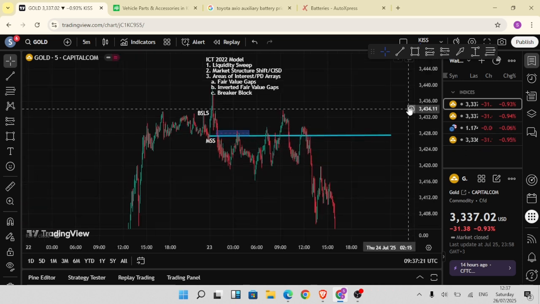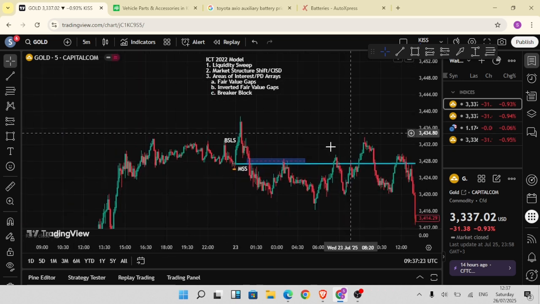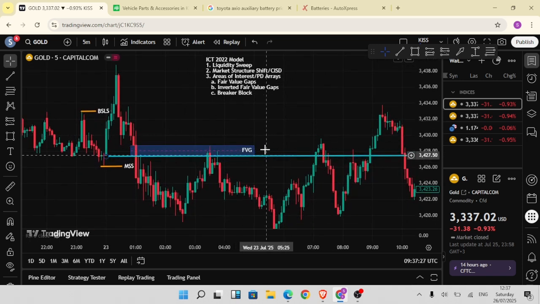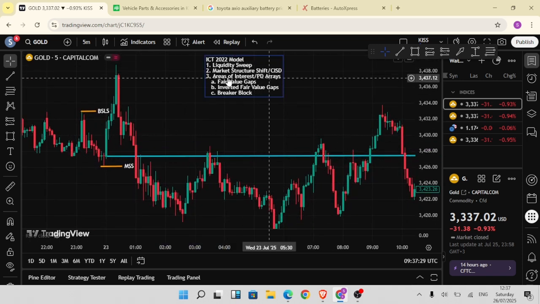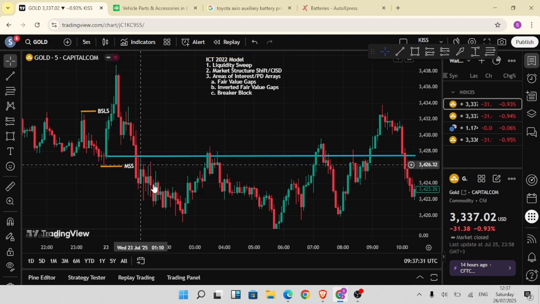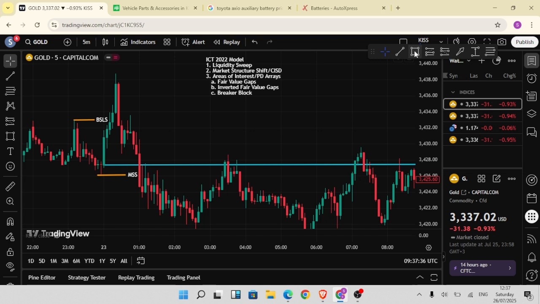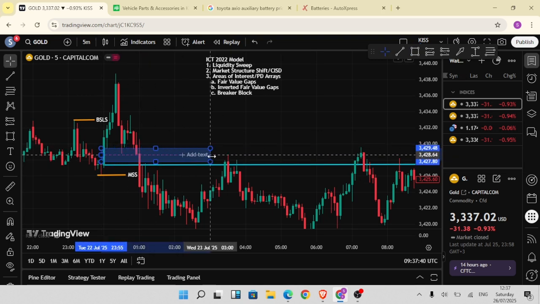If the fair value gap doesn't exist, we will look for an inverted fair value gap. I am saying this, look for these three things, these areas of interest after market structure shift. The second one is the inverted fair value gap. We have the inverted fair value gap right here.